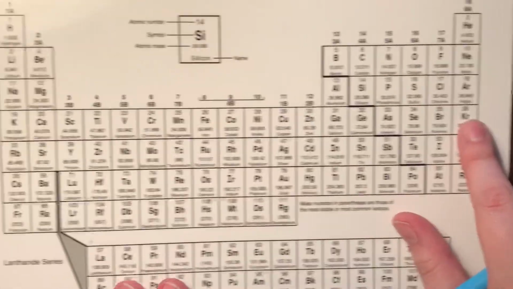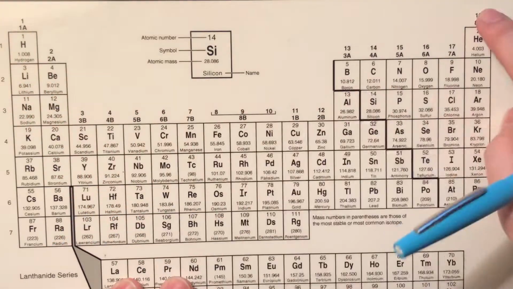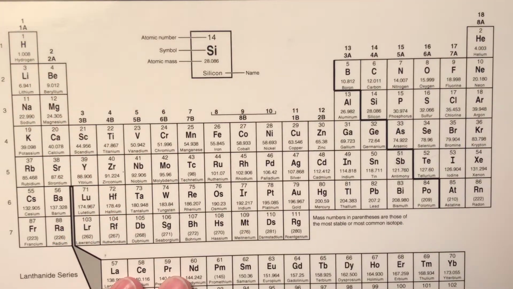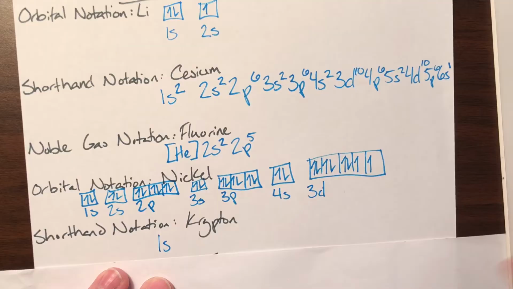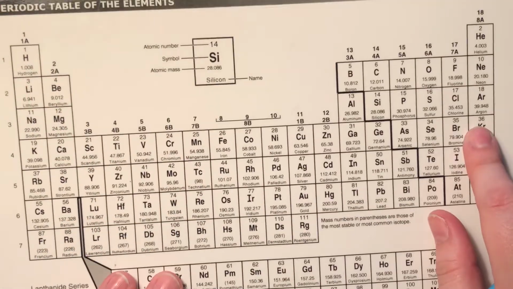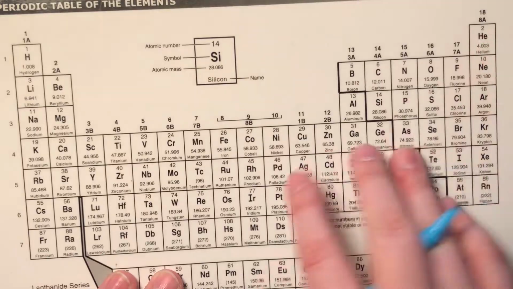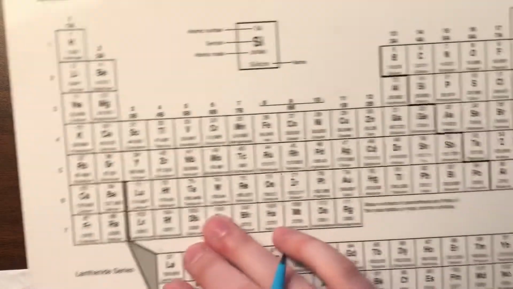Krypton is going to be element number 36 here. I'm going to go ahead and start, again, shorthand notation. I don't actually have to draw out the orbitals, but I do have to tell you how many electrons are going to be in each. So my first and second electron are going to live in 1s. And I did not reach the end of my 36 electrons by the time I finished the 1s orbital, so my 1s orbital will be full, so I will say 1s2.